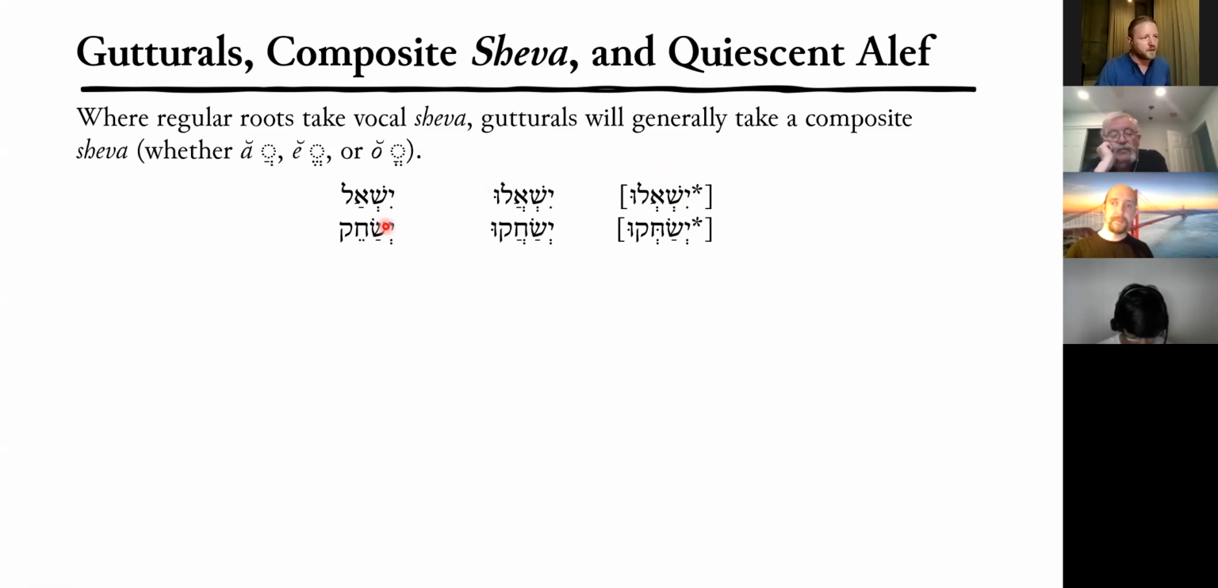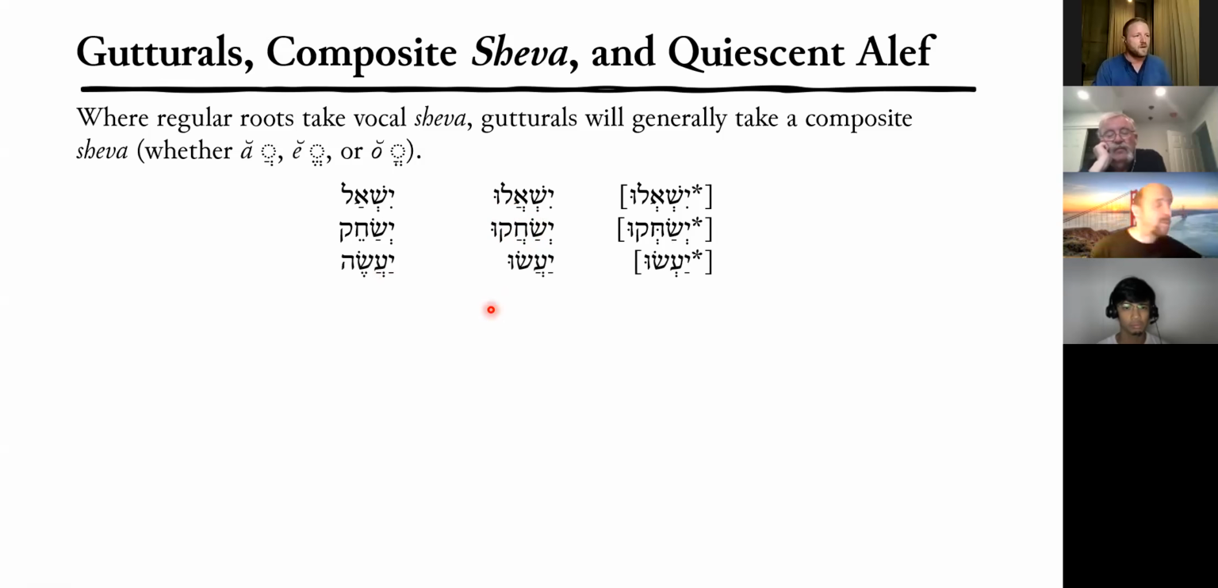Next one, like yisachek. Yisachek, he will play. It could also be he will laugh. Yisachaku, the chet rejects the dagesh, of course. Yisachaku, you see the cha? That's the composite shva. Yasu becomes composite shva, ya'asu.